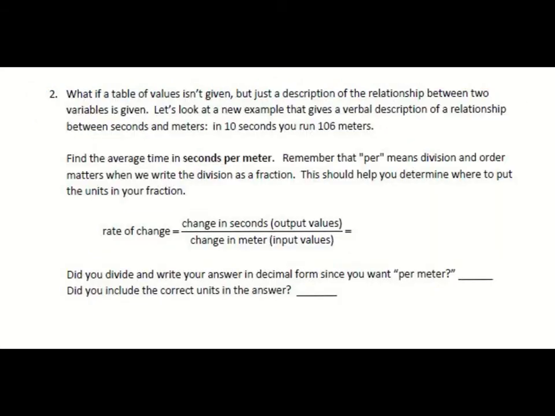Okay, so what if your table of values isn't given and just a description of the relationship between the two variables is given? Let's look at a new example that gives you a verbal description of the relationship between seconds and meters. So in 10 seconds, you run 106 meters, okay? So to find your average time in seconds per meter, pay attention to how they word this. It basically tells you what to do.